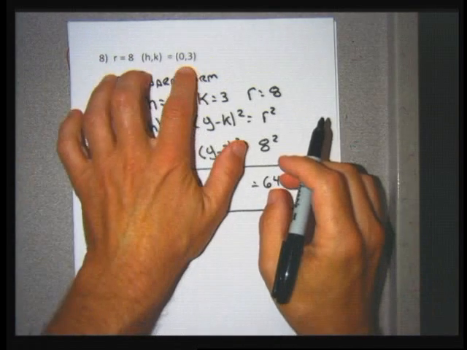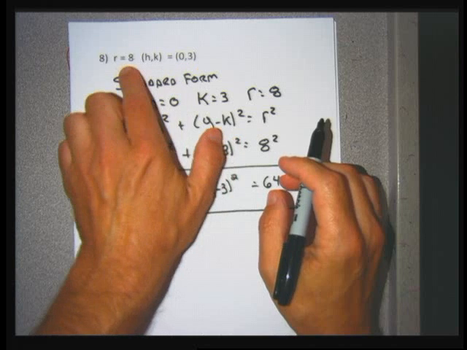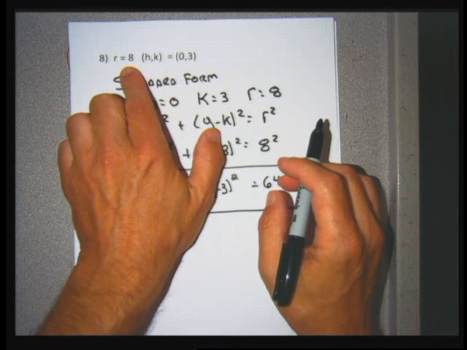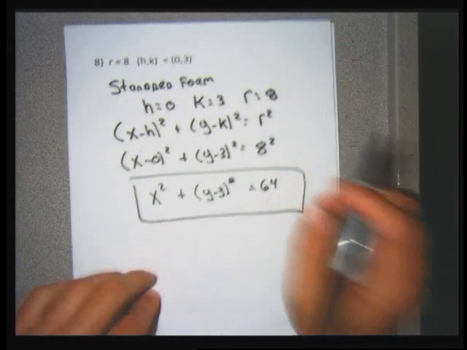I need the pertinent information that the center is (0, 3), and the radius is 8. So I'm going to plot the point (0, 3), go up 8, down 8, left 8, and right 8, and then somehow try to get something that looks like a circle. And it likely is not going to look like a circle, but I'll deal with it.